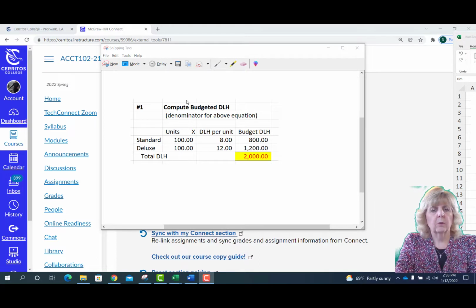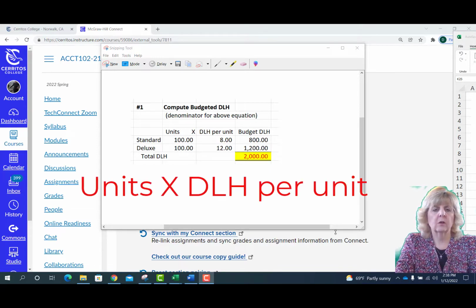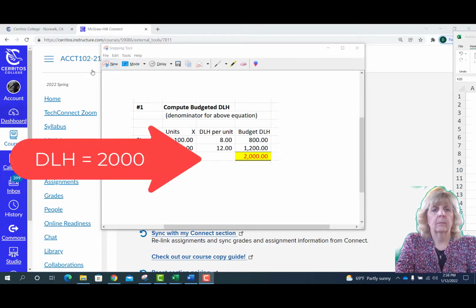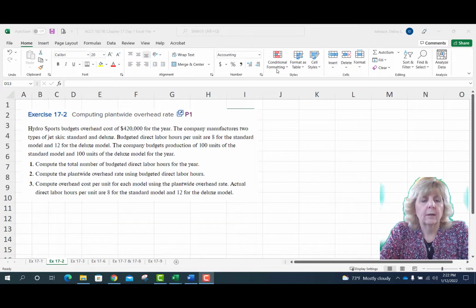The direct labor hours for the year are computed by taking the number of units that the company plans to produce times the direct labor hours per unit, which were given to you in the problem. Simply multiply those across for each type of model they're making and add them up. And the total basis that we'll use in our calculation is 2,000 hours. Once you have that, you can go on to number 2, which asks you to compute the plant-wide overhead rate by using that calculation from number 1.